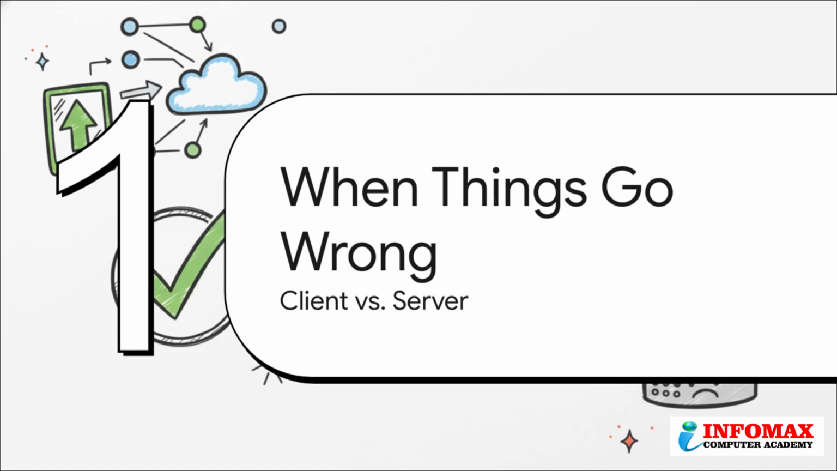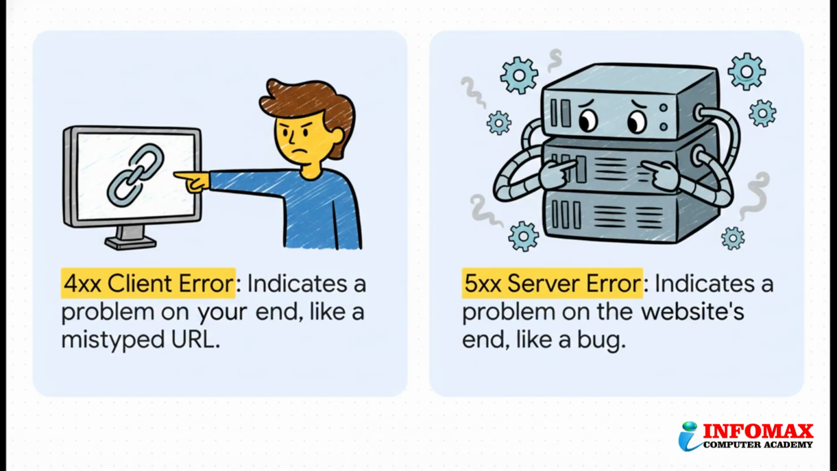All right, now for the stuff we're all a little too familiar with, when things go wrong. These are the error codes, and while they can be frustrating, they're actually super useful because they tell us exactly who or what is to blame. And the difference couldn't be simpler. A 400-level error is the server pointing its finger right back at you saying, you made a mistake. Maybe you typed the URL wrong. But a 500-level error, that's the server sheepishly raising its hand and saying, "Whoops, my bad, this one is completely on me."